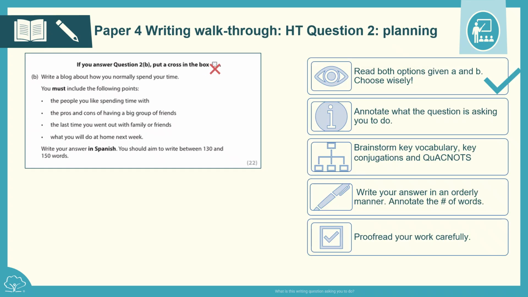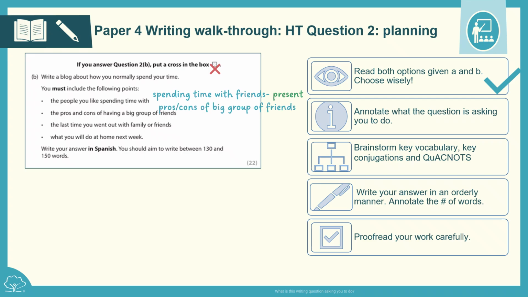Okay, so let's pretend we have chosen option B, which is about friends. So I put my cross on my choice, and then I would like to show you some of the notes I would make. So the first bullet point says the people you like spending time with. So I would say spending time with friends. I can talk about what I do with friends, and all those ideas are mainly in the present tense.